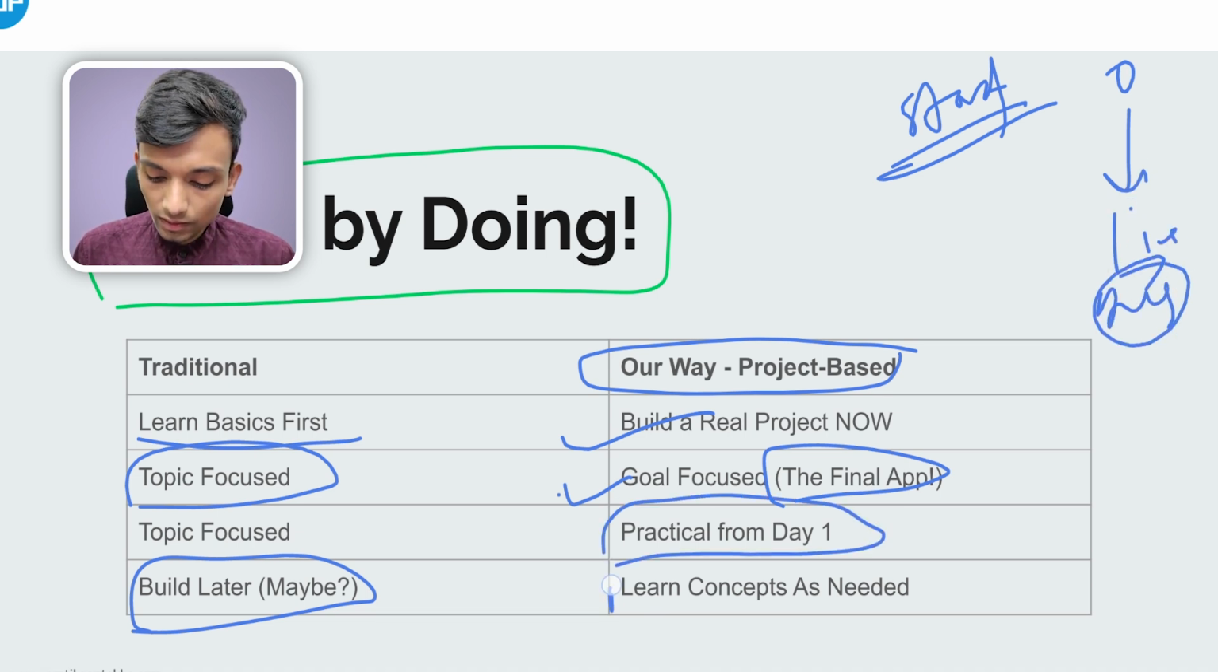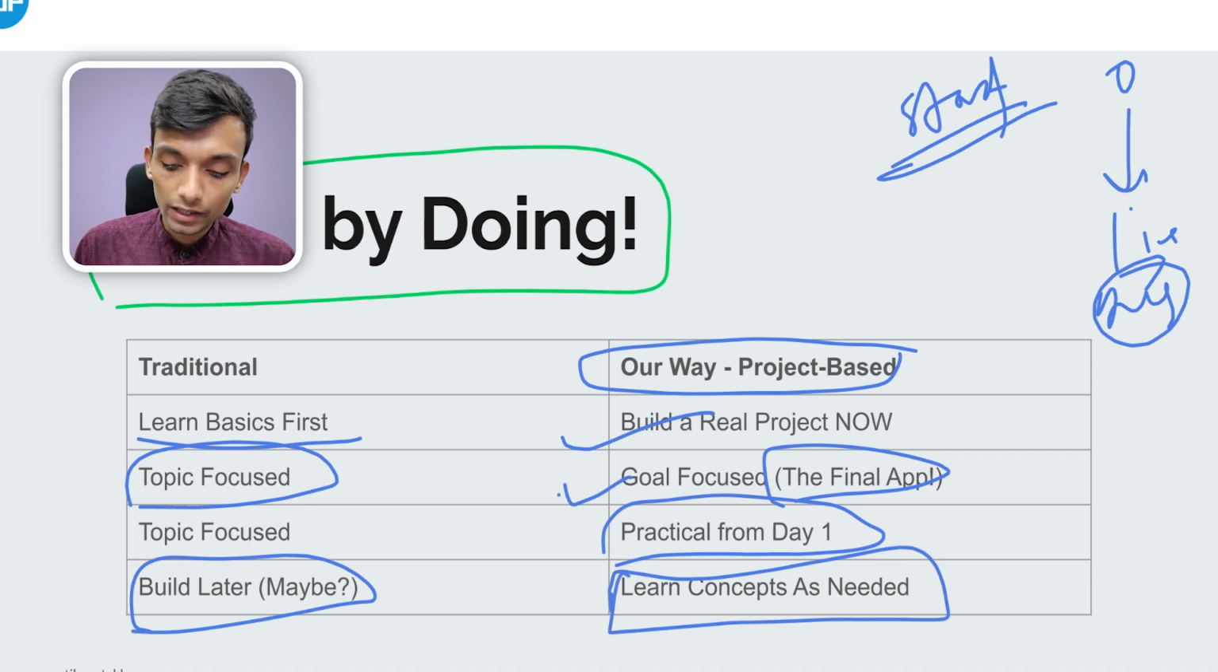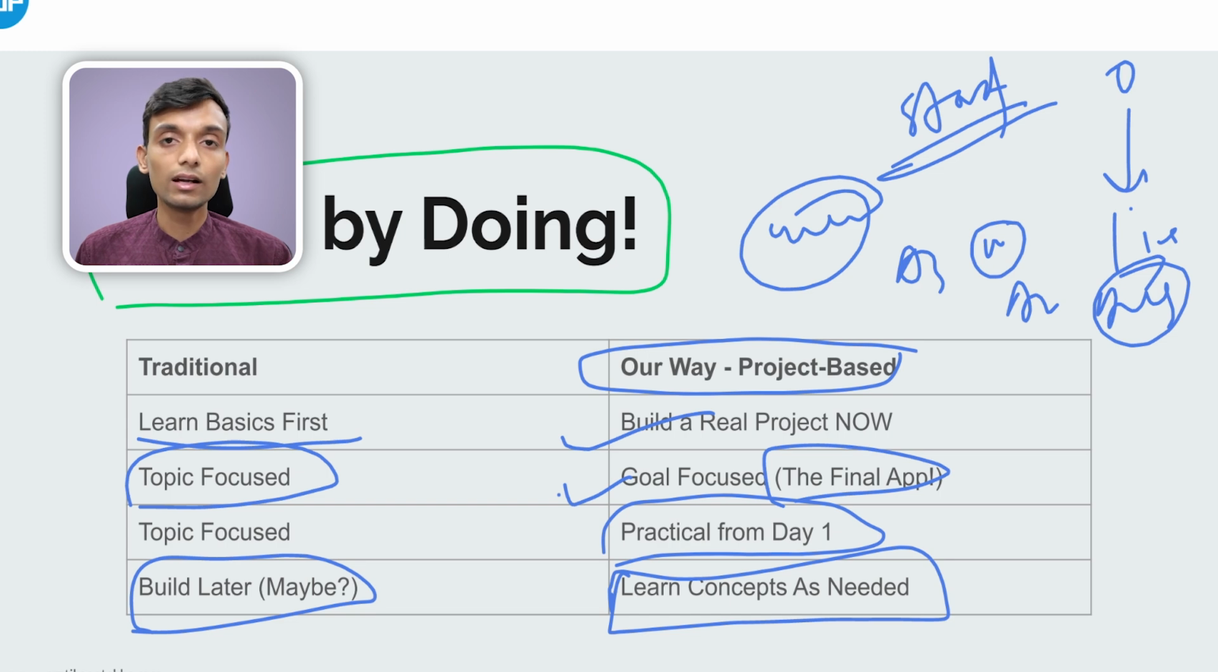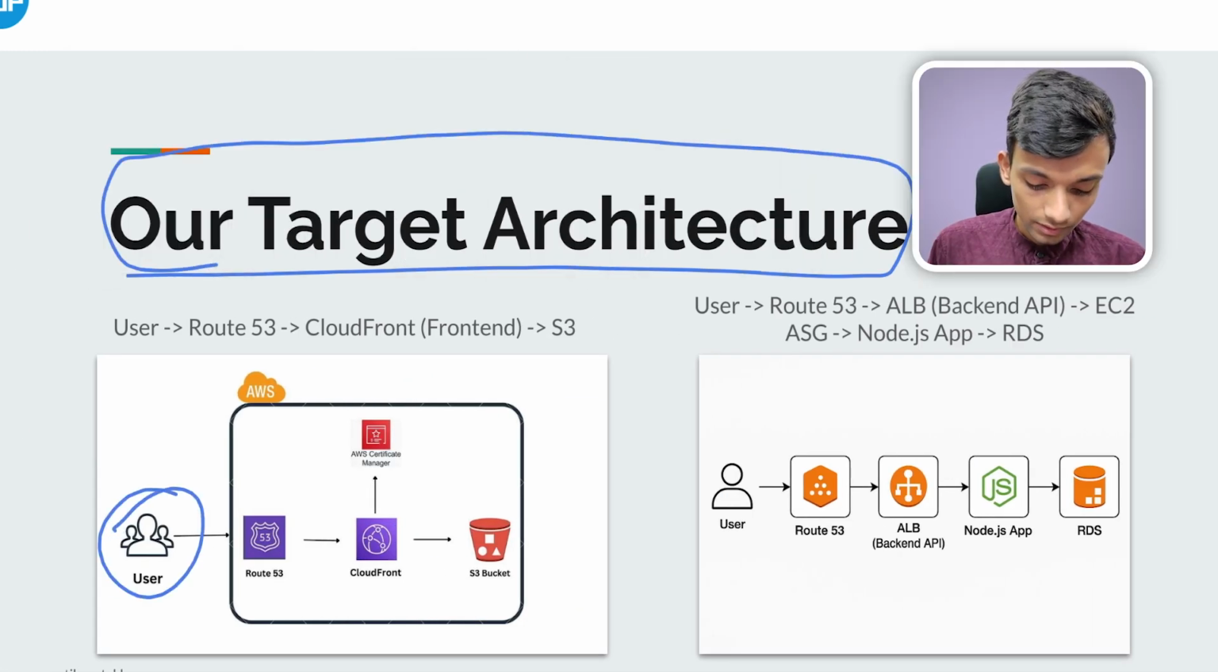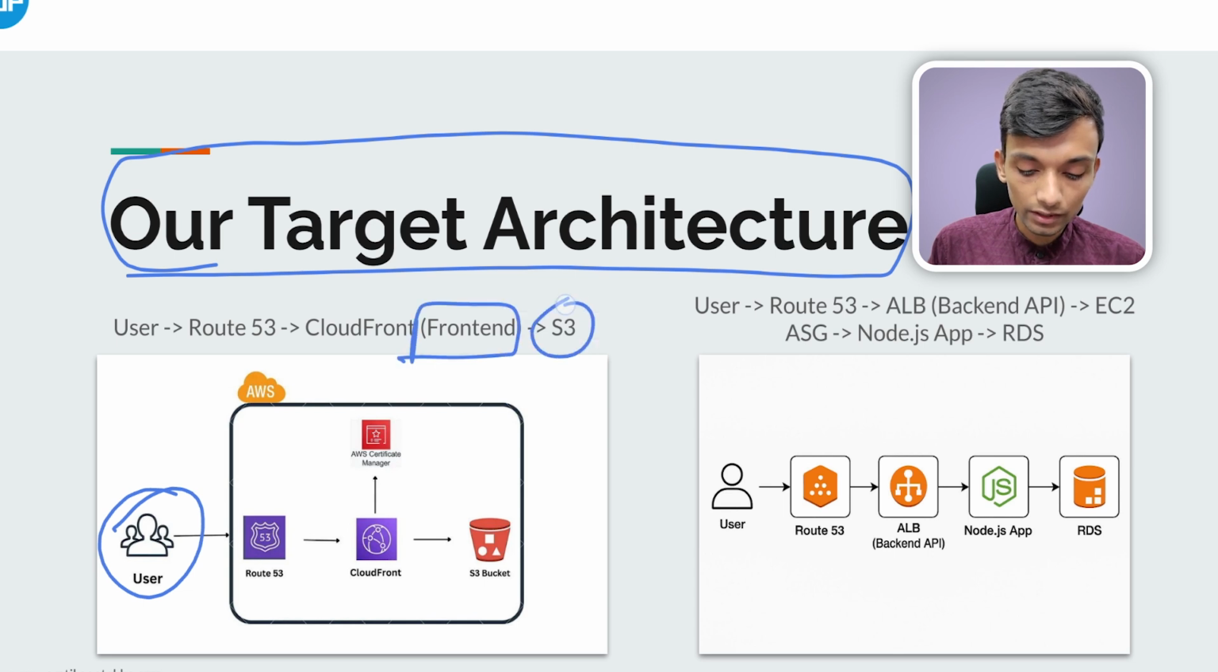Day one from practical, learn concepts as we need them. We are not going to learn everything at once, right? We are going to learn whatever we require, at that time. Our targeted architecture: users. This is for the front end. We are serving the front end from S3. What is S3? Why are we using S3? Believe me, I am going to answer each and every question when we start building. It's just an architecture overview, so you can get used to it.